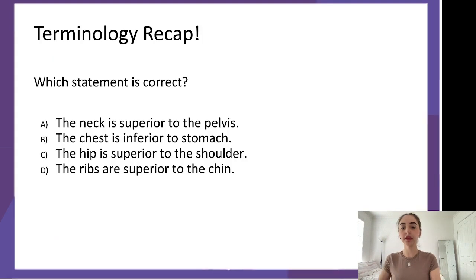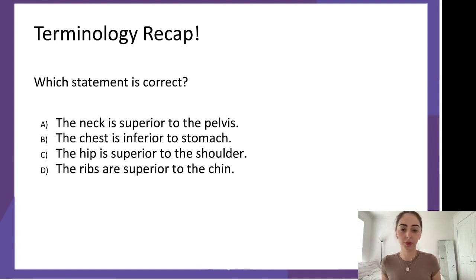Okay, so let's do a little bit of a recap of the terminology. Now, I don't expect that everyone's going to smash this and get 100%. I expect that we're going to have some right answers, some wrong answers, especially because this is the first time you've ever been exposed to this content. So don't stress too much, but I would like for us to have a shot at this.